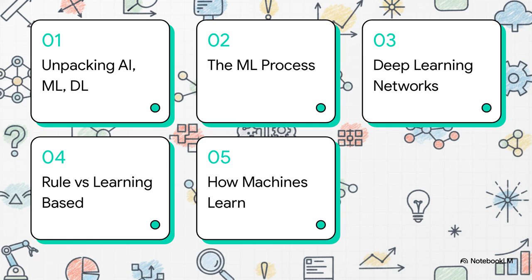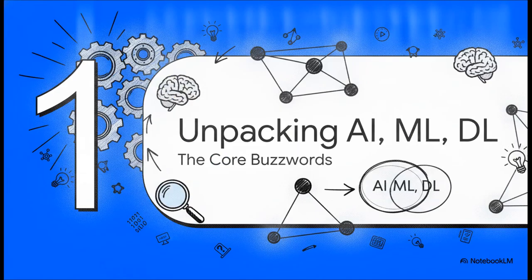We're going to unpack AI, ML, and DL, map out the machine learning process, dive into deep learning networks, compare rule-based versus learning-based approaches, and finally, look at how machines actually learn. All right, Section 1, Unpacking AI, Machine Learning, and Deep Learning. Let's clear up these massive buzzwords once and for all.